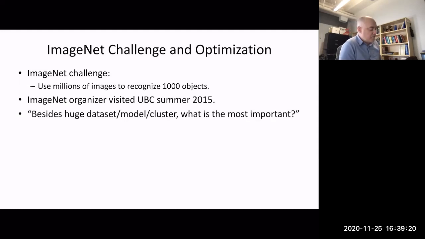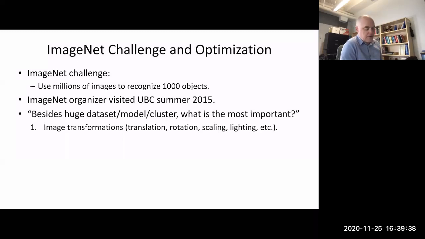Relative to the ImageNet challenge, but otherwise more applicable. One of the organizers, who was friends with all of them, visited UBC in 2015 and was asked, besides a huge data set, a huge neural network, and a huge computational cluster, what's the most important aspect to solving these kinds of problems? And we've talked about this earlier, but just to remind you, this is super, super important. If you know that your model should be invariant to various transformations of the input, that's a free source of data, and you should use those transformations of your input in particular to augment your training data set such that you can train even larger models without overfitting.